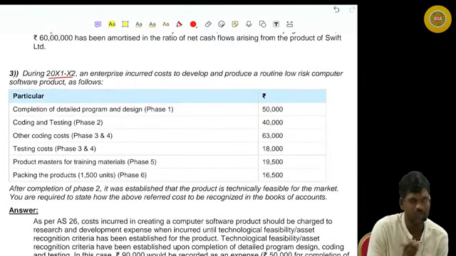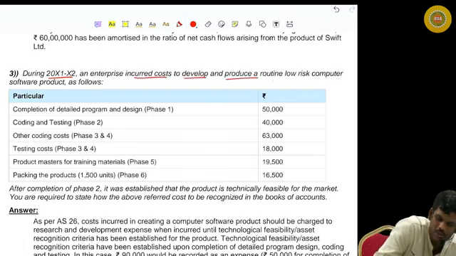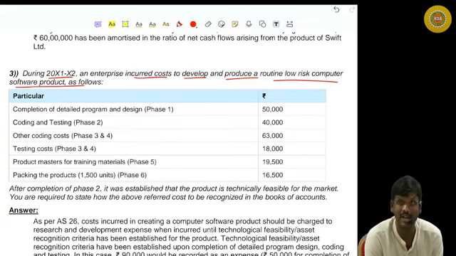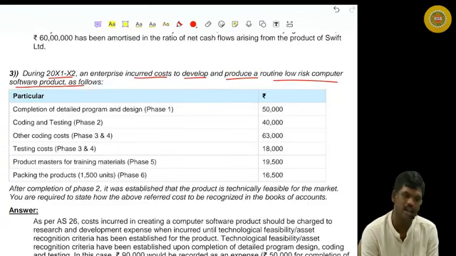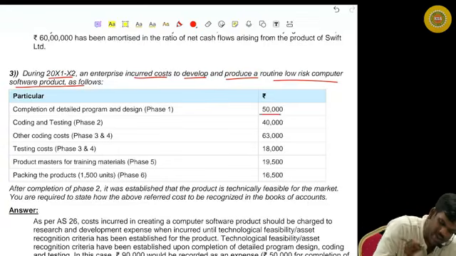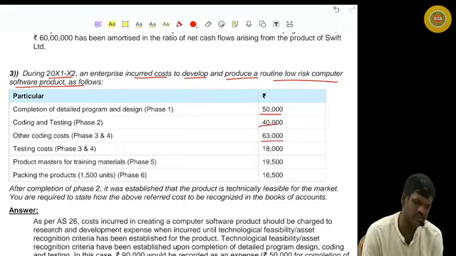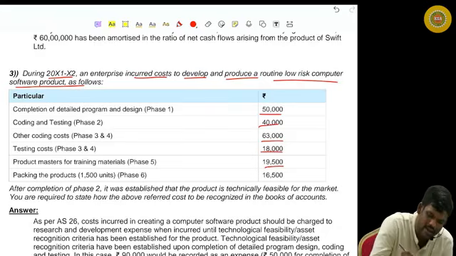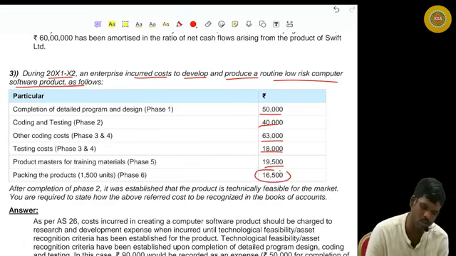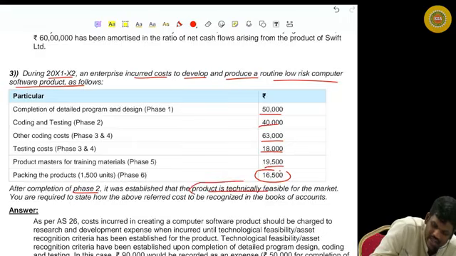During 20x1, next question. During 20x1 to x2, an enterprise incurred cost to develop and produce a routine low-risk computer software product as follows. So they are internally developing computer software. So it is an internally generated asset. So we have to check research phase and development phase. Completion of detailed program and design 50,000, coding and testing 40,000, other coding cost 63,000. Testing cost 18,000, product masters for training materials 19,500, package cost 16,500.